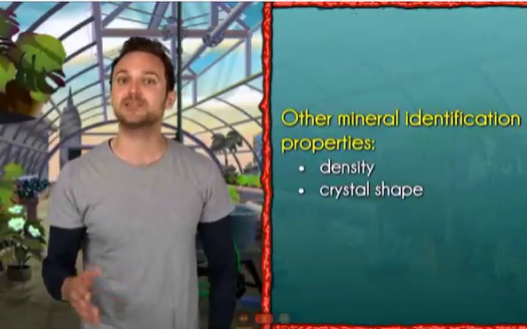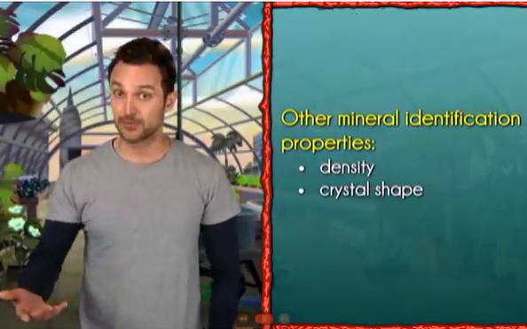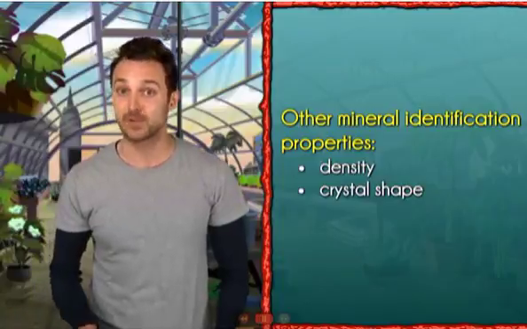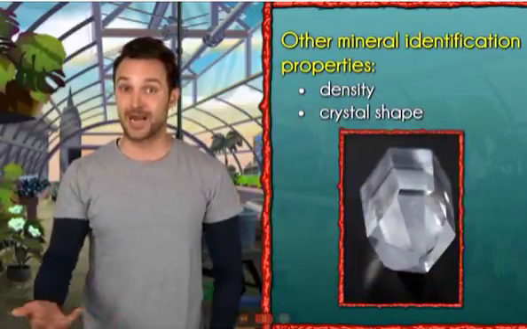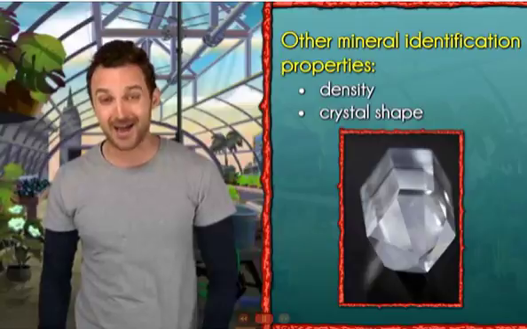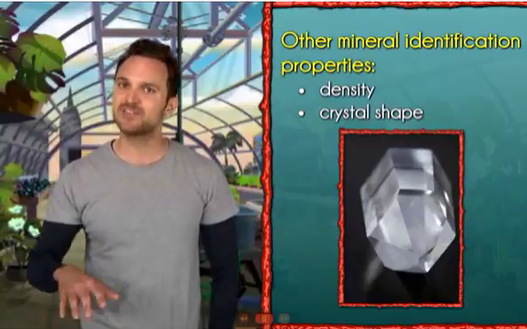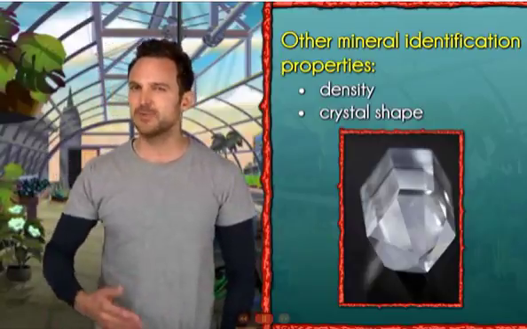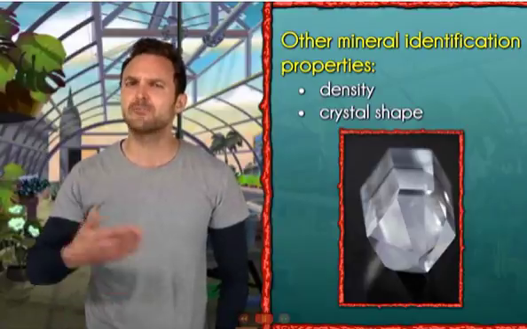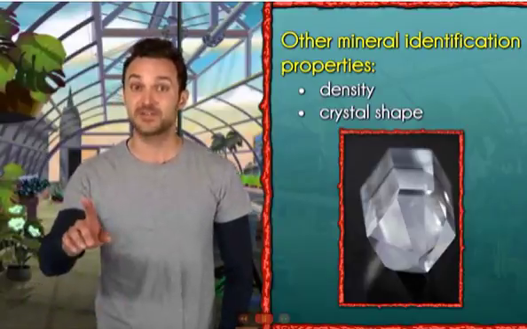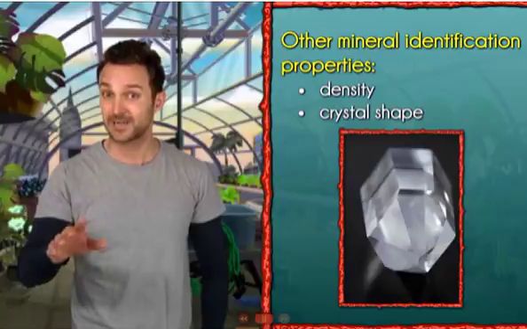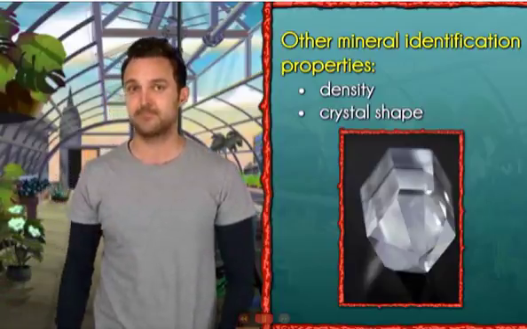Another helpful property is crystal shape. Some minerals have a very distinctive shape to them, like some quartz crystals. In their natural form, they almost look like they've been cut. But other minerals could have a similar shape. So to make sure a mineral is quartz, you'd want to check some of its other properties. This is a good rule anytime you're trying to identify any kind of mineral.